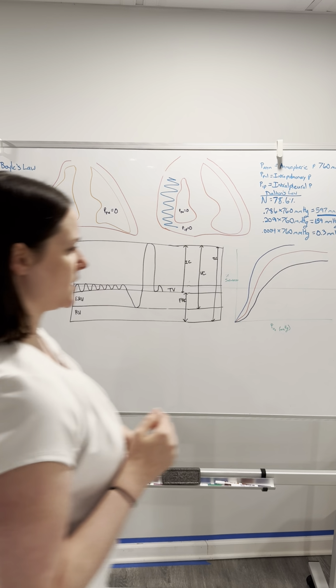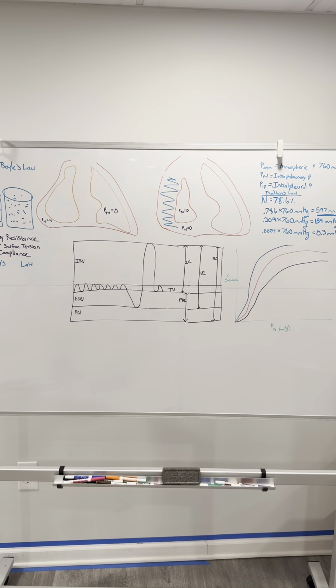So this is a graph that shows the affinity of hemoglobin to bind to oxygen. Here on our y-axis we have percent saturation. Saturation is how much oxygen is bound to hemoglobin. And here we have our partial pressure of oxygen in millimeters mercury. I didn't write the numbers, but we'll talk about them as we go.